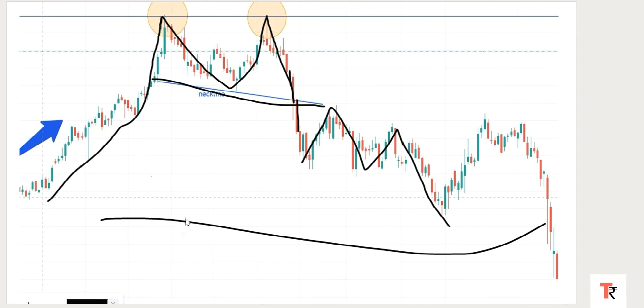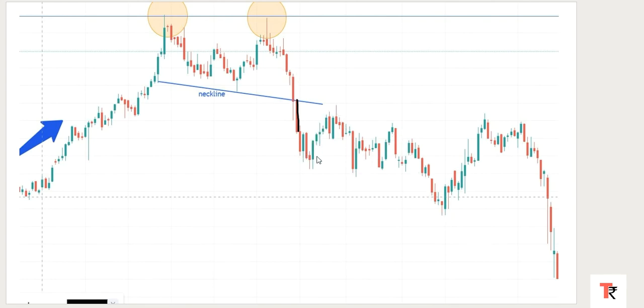Basically a double top would reflect like a letter M. You can see it just looks like a letter M, so it is easy to spot. It just moved up, came down, and moved up again. So it looks like a letter M. So that is a double top.